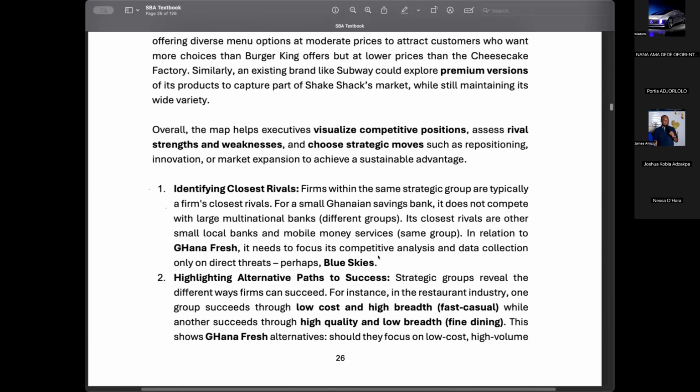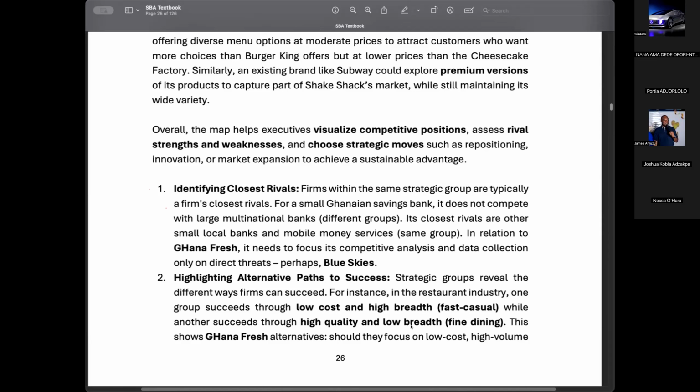Number two, highlighting alternative paths to success. So we look at the map and see where there are gaps, where I can try my new products, that I can also consider doing something with them. So, alternative paths of success. For instance, in the restaurant industry, one group succeeds through low cost and high breadth, like the fast food area, while another succeeds through high quality and low breadth, where you have to sit in and eat there.